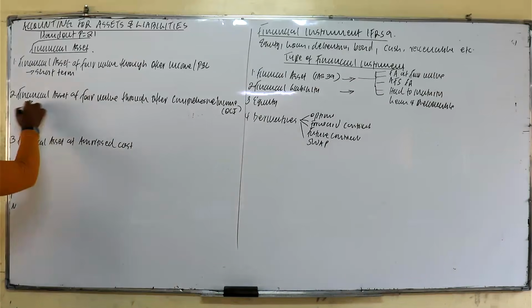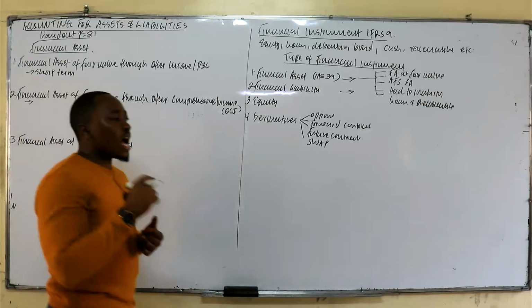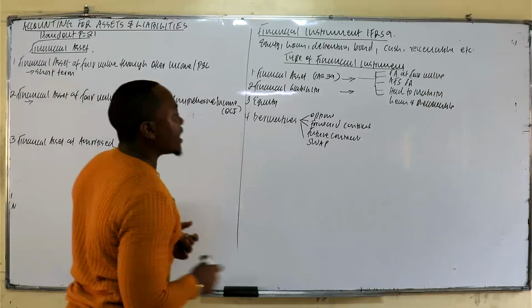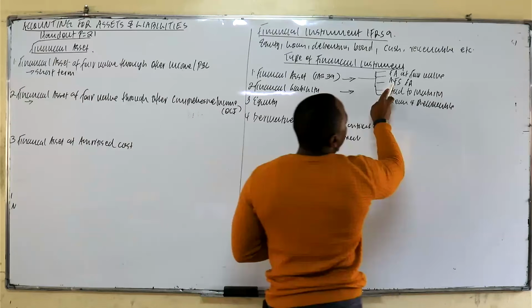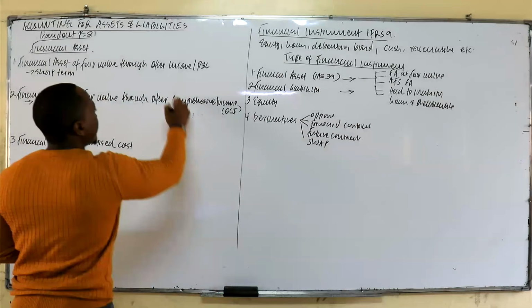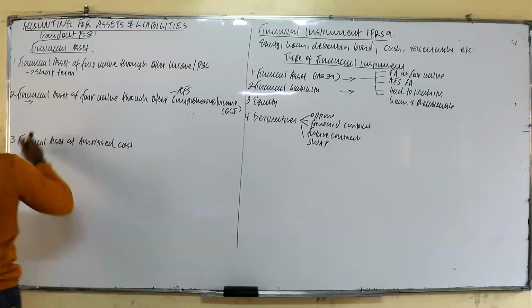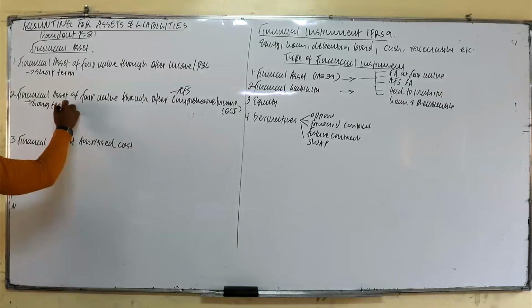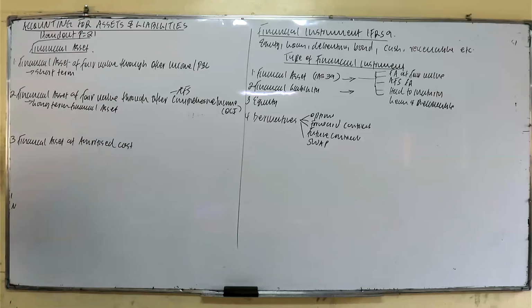Then on the other side, we have financial asset at fair value through other comprehensive income. Now, these are what we used to call available for sale financial assets, AFS. And what are these? These are long-term in nature. Long-term financial assets, such as bonds, debentures, all that. Also shares of a company.